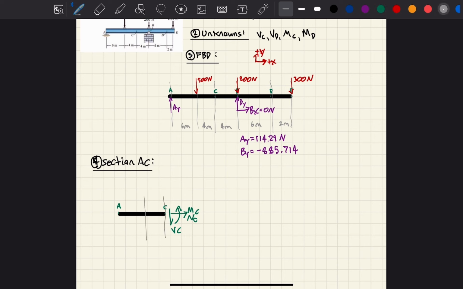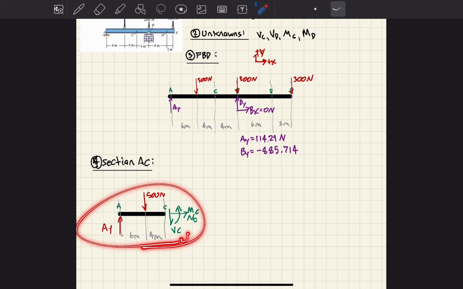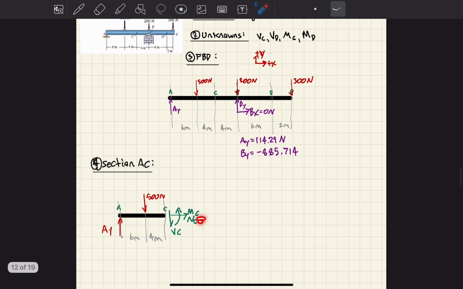So this kind of looks like this in terms of dimensions: 6 meters, 4 meters, and then we have our force of 500 newtons here. We have our force AY, which we know to be 114 newtons. How do I find VC and how do I find MC? From summing the forces, in this very simple case, you know that NC is going to be 0 because it's the only force in the X direction, and we don't care about it in the first place.